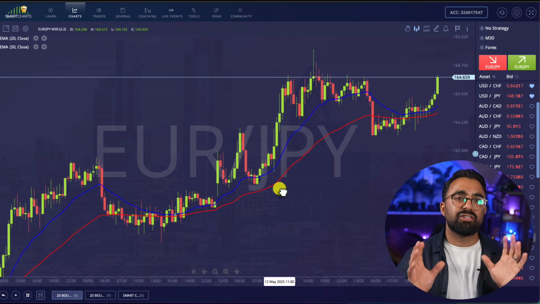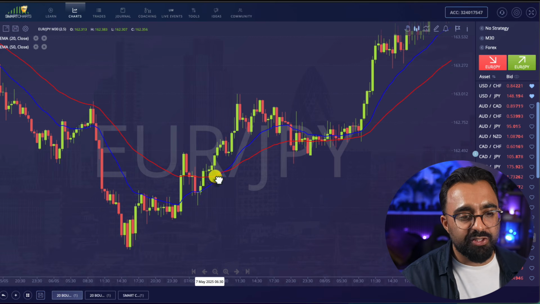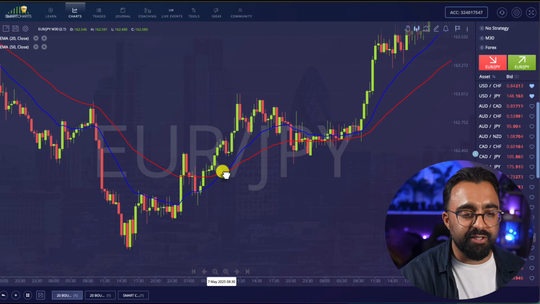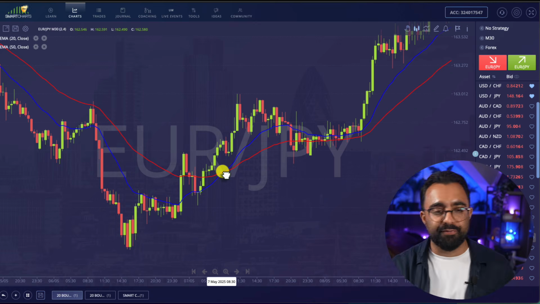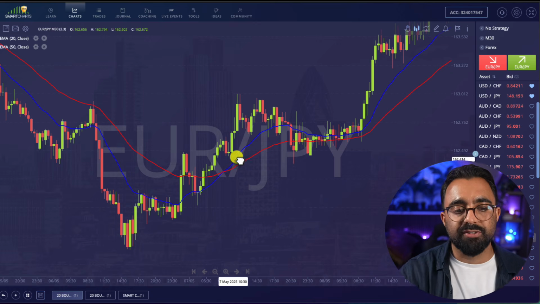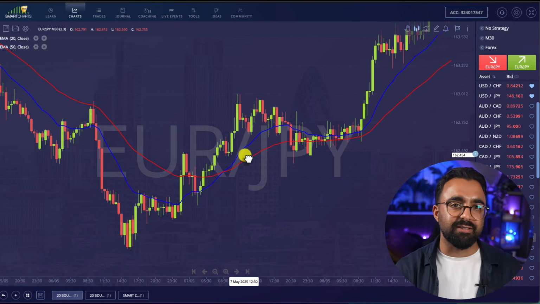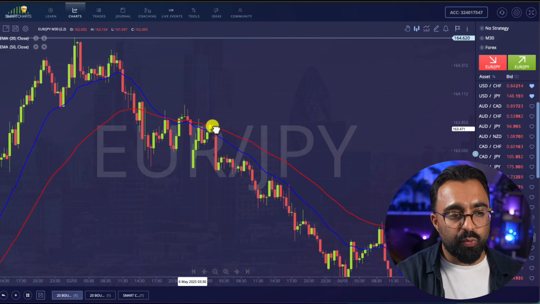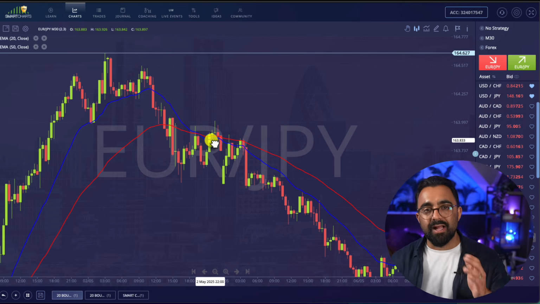First, it's the crossover. So what's a crossover? It's when the 20 has crossed above the 50. So if the 20 crosses above the 50, we are going to be focusing on buy opportunities. Now, if the 20 crosses below the 50, we're going to focus on sell positions.